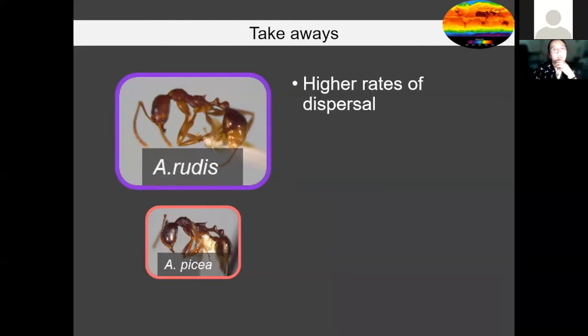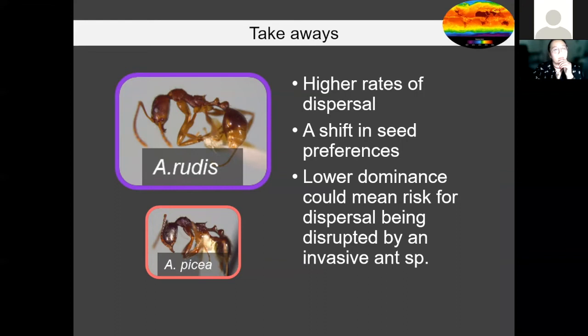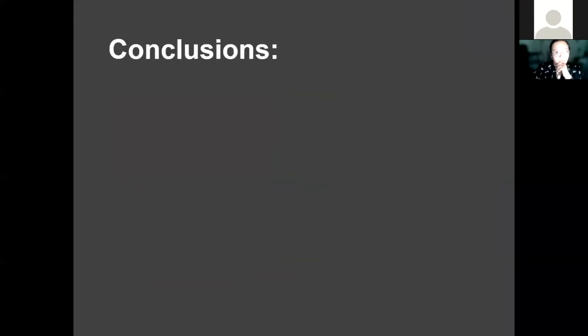But this is really interesting to think about because if Phoenogaster rudis will be displacing Phoenogaster picea, maybe that means there'll be higher rates of dispersal, because we saw that with Will's work. We also saw a shift in seed preferences, so maybe they're a little bit more broad. That could be positive. But if Phoenogaster rudis seems to have lower dominance compared to other ants, this could mean that the interaction is at risk of being disrupted by an invasive ant species. So a lot to think about.